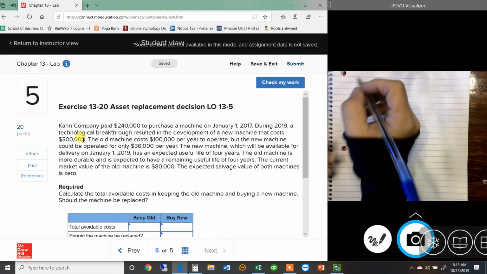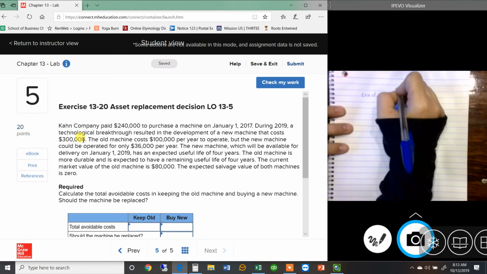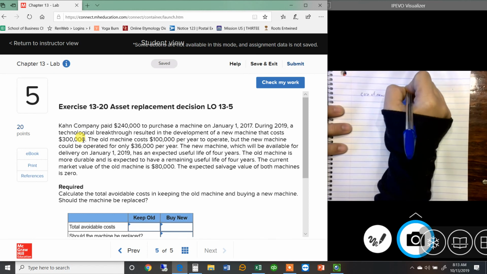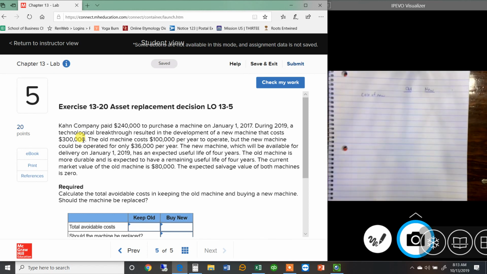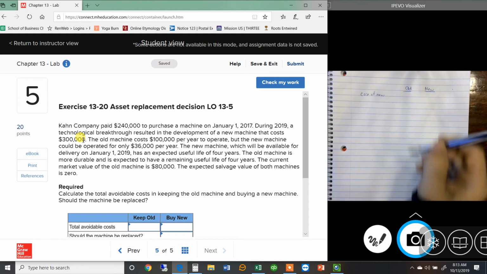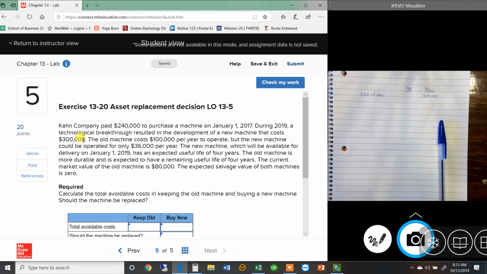So if I buy a new machine, I'm going to have a column here that says old, and then a column that says new. Now if I do buy a new machine and I have to pay for that, that's a relevant cost, because now I'm forking out $300,000.